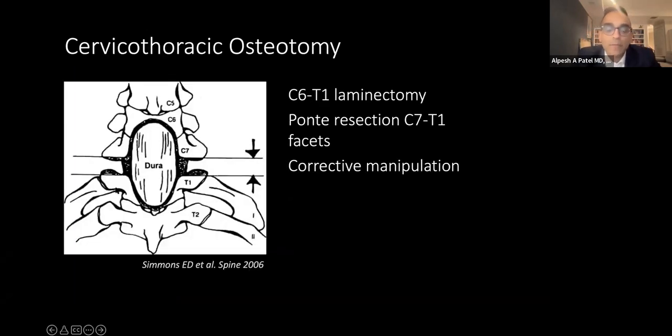So when we talk about the types of osteotomies, and I'll have a video to show here in just a second about this one, the most common osteotomy for cervical deformities historically is the Simmons osteotomy, which is an extension of a Ponte osteotomy. So the area in black is what's been resected here. So you're resecting the facet of C7, the facet of T1, and then you're extending the cervical spine to create a corrective manipulation or osteoclasis of the anterior cervical spine.